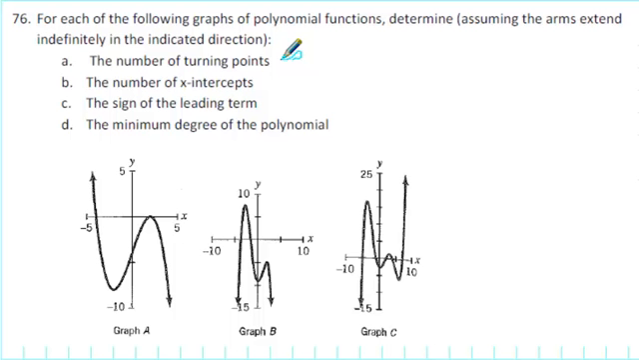What we need to recall is that a turning point is a place where the graph changes from decreasing to increasing, or vice versa. The turning points correspond with the valleys and the peaks of the graph. Graph A has one valley and one peak, therefore it has two turning points. The valley is where the graph changes from decreasing to increasing, and the peak is where the graph changes from increasing to decreasing.